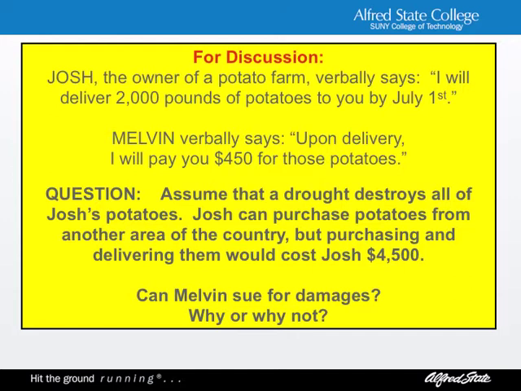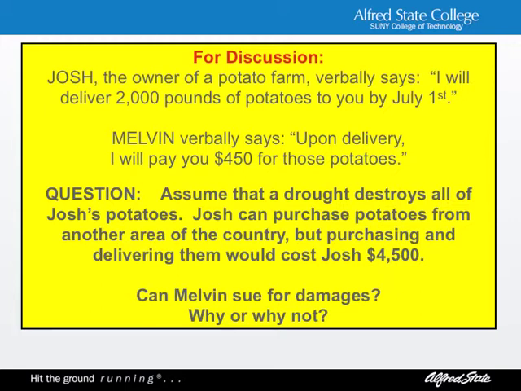But in this case, it's only for $450. So although it's a sale of goods, the Uniform Commercial Code does not require the contract to be in writing because it's less than $500. Therefore, it is an enforceable contract. The question is, assume that a drought destroys all of Josh's potatoes. Josh can purchase the potatoes from another area of the country, but purchasing and delivering them would cost Josh $4,500, 10 times the amount that he was going to get paid for that. Can Melvin in this case sue for damages?